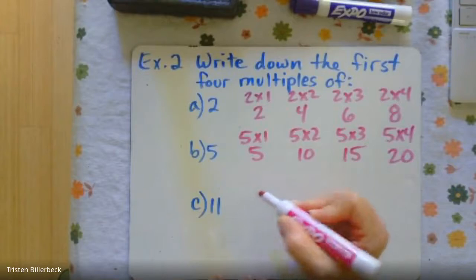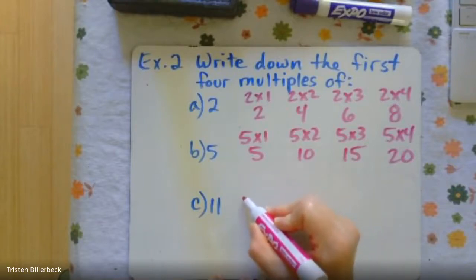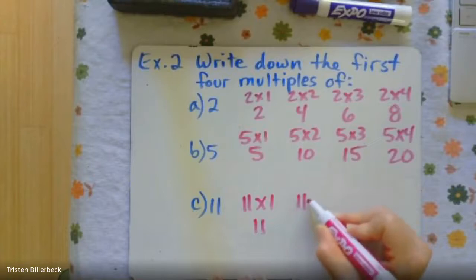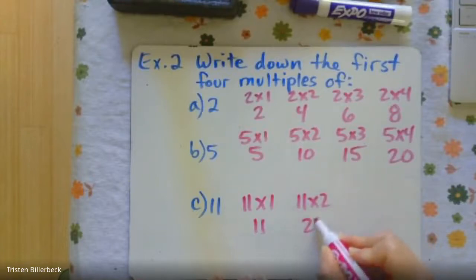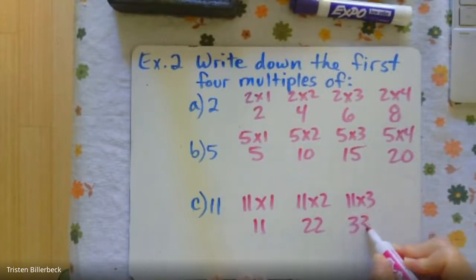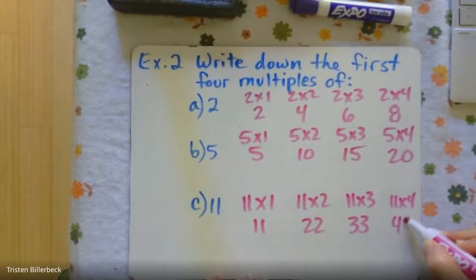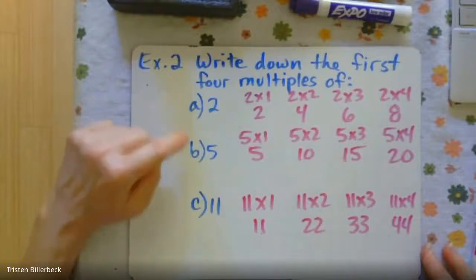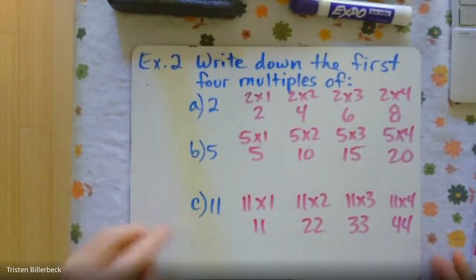We can do the same with the 11. 11 times 1 is 11. 11 times 2 is 22. 11 times 3 is 33. And 11 times 4 is 44. So those would be the first 4 multiples of each of these numbers.